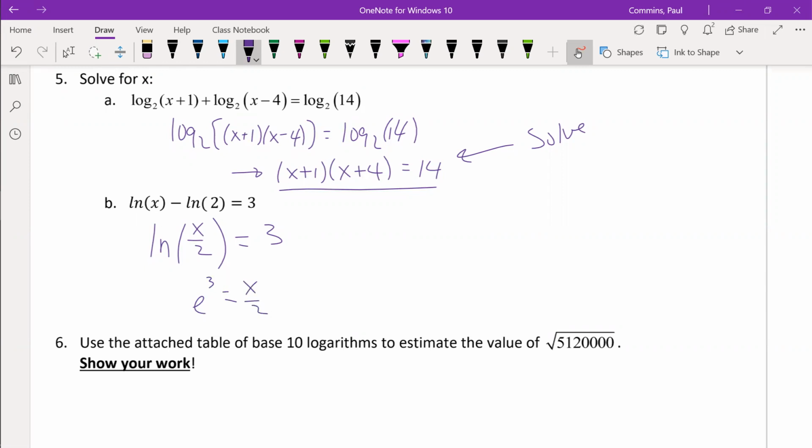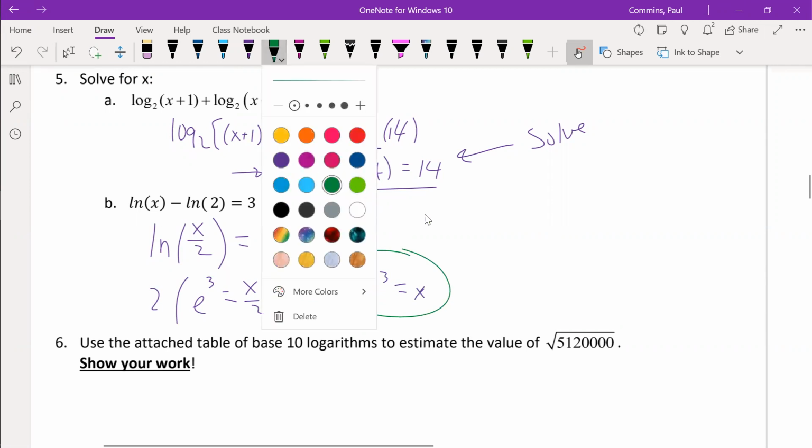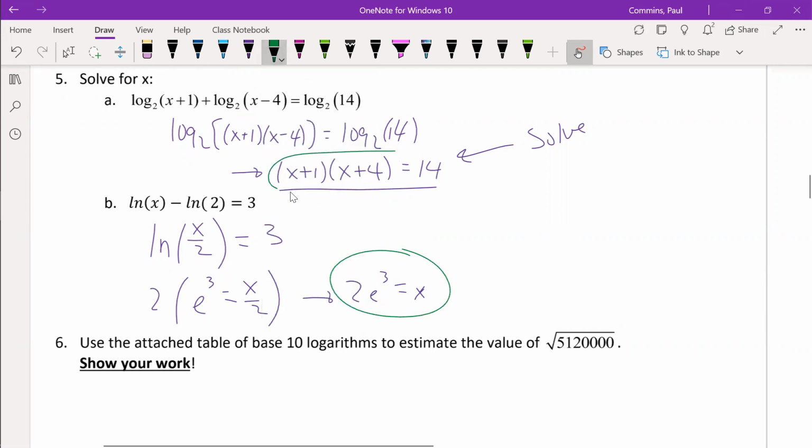So I can take that e, cross the equal sign, come back to the argument, and look, I've destroyed the logarithm. And now I can liberate this x here just by multiplying everything through by 2. I get 2e cubed equals x. There's your solution for that one. This one is solvable. This one here, for now, I just want you to be able to set up the equation. There's the equation. And tomorrow you'll get one like it, but you'll be able to solve it because it won't be a quadratic.